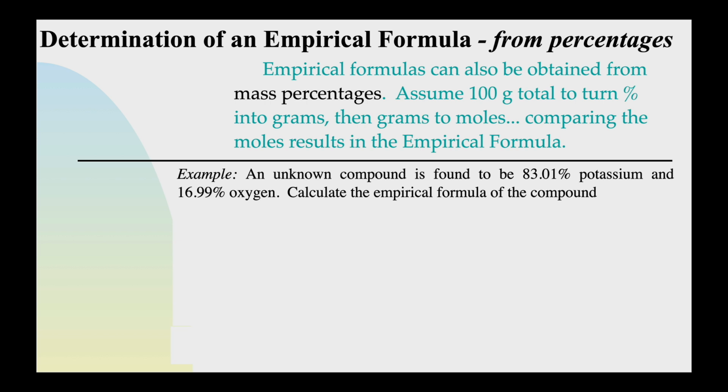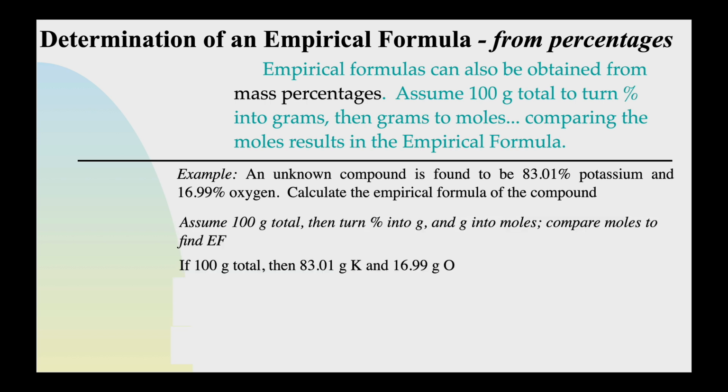Cool, no problem. So again, like it says in the beginning, what I would do is assume 100 grams total. If you have 100 grams total, that means then that 83.01% K becomes 83.01 grams of potassium. And the same thing for the oxygen, 16.99 grams of oxygen from 16.99% oxygen. And you could assume any number you want. For example, some people like using just 1 gram. That's fine. You'd then have 0.8301 grams K and 0.1699 grams of O. I am a 100 gram person, so that's what I'm doing here. But if you want to use 1 gram, that's cool too.